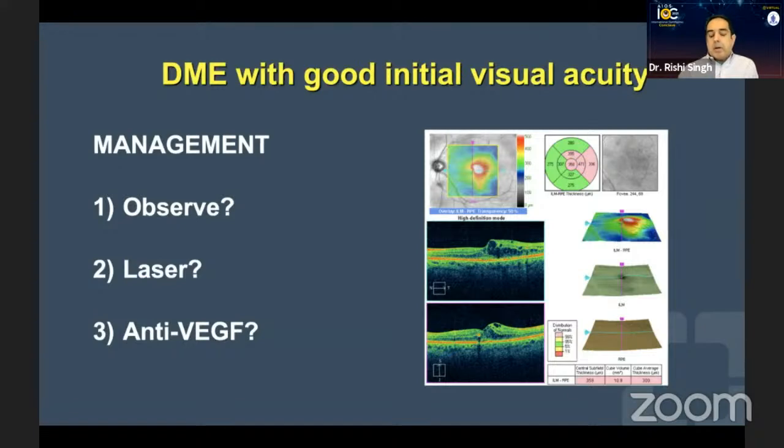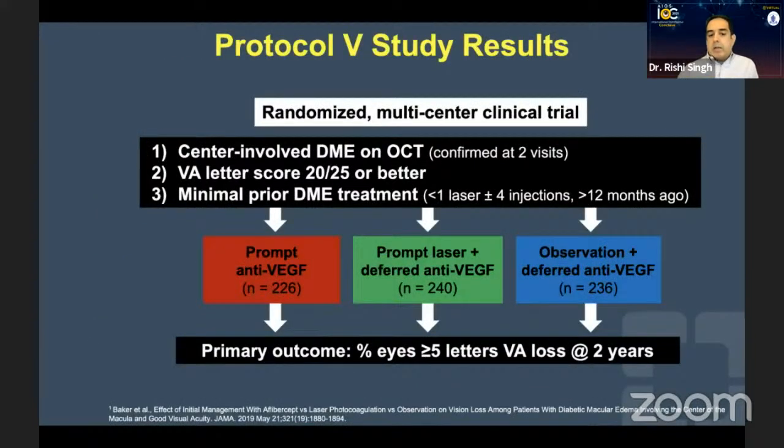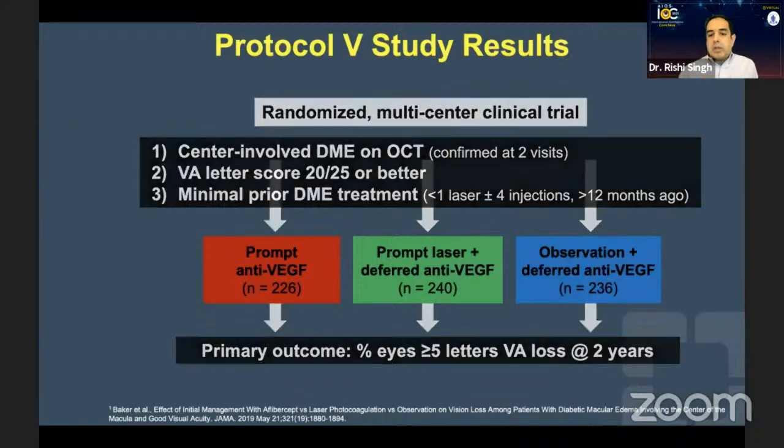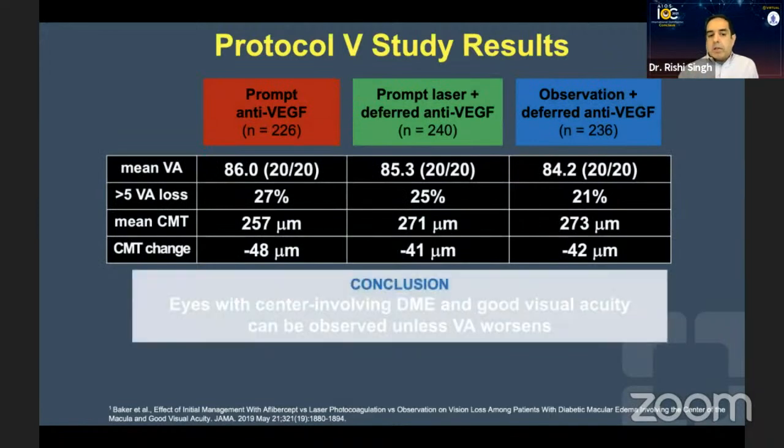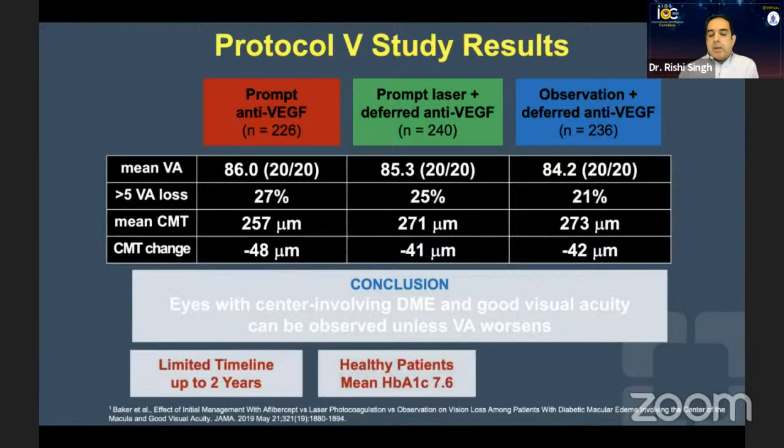And let me just finish up with this study, which is obviously the Protocol V Good Vision study, which looked at the management of patients with good visual acuity. Whether you observe them or laser, this patient has 20/20 visual acuity. What should I do in this case? That's what Protocol V really looked at. It looked at the change in visual acuity in those who got prompt anti-VEGF or prompt laser and deferred anti-VEGF or observation only, and found essentially that they had very equivalent changes in retinal thickness. So the conclusion was that you could wait on these patients until they got worse and then treat them if that's the case. Well, the problem here is the following.